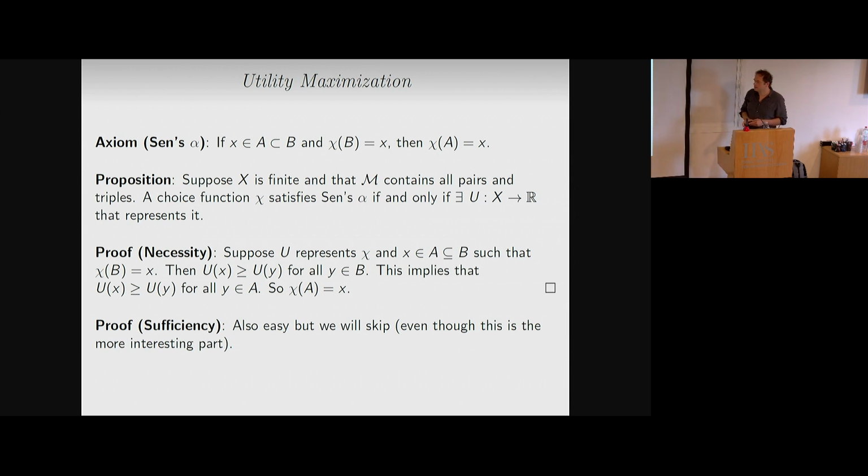Suppose that X was chosen from B. What does that mean in terms of utility? That means that the utility of X is bigger than the utility of any item Y that belongs to B. But any item that belongs to A also belongs to B. So it must be that the utility of X is bigger than the utility of any item that belongs to A, because all of those items were included in B. So it must be that X is chosen from A.